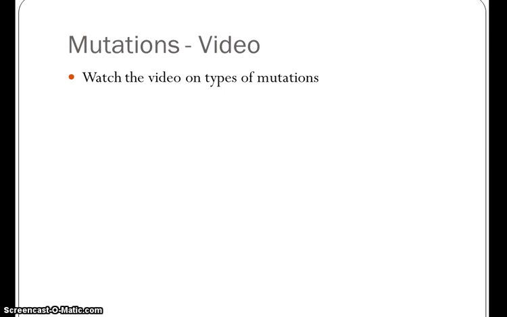Okay, you're going to be watching this video on types of mutations. You're going to follow along with the guided notes. So there's going to be a little half sheet of paper you're going to get, and you're going to watch Mr. Anderson talk about mutations, and he's going to show you all the different types of mutations. And as you watch him talk about them, you're going to write down the things that he's telling you, following along on your guided notes, which are going to go on page 26 or 25.